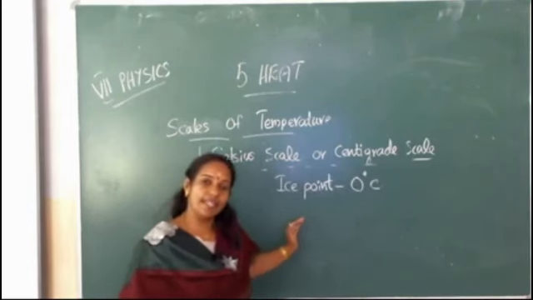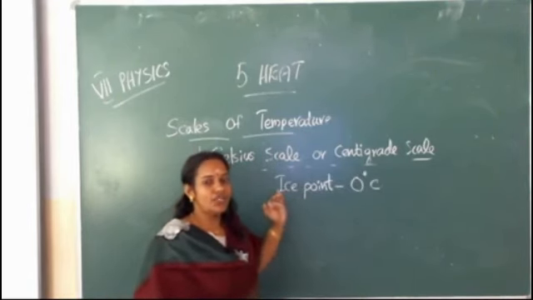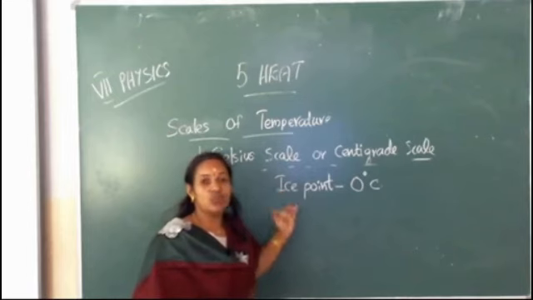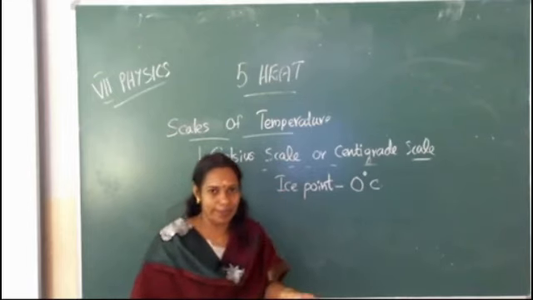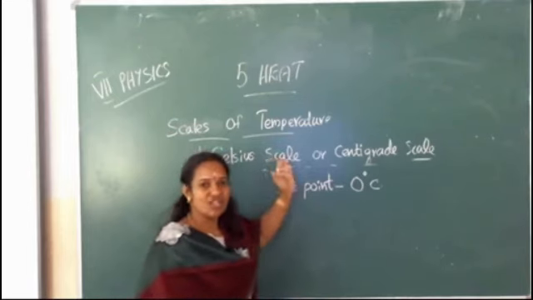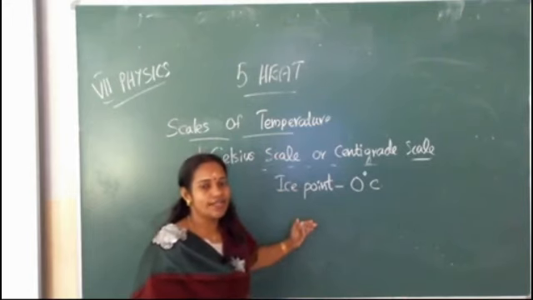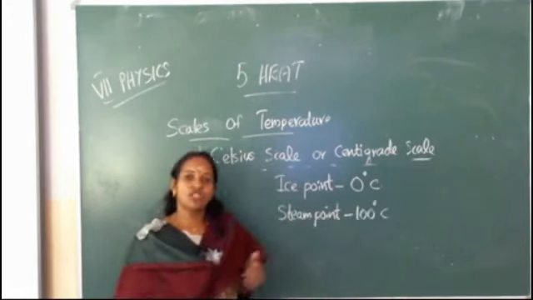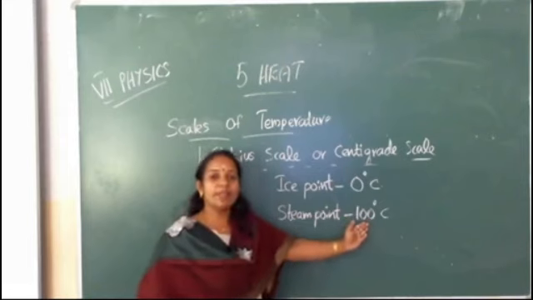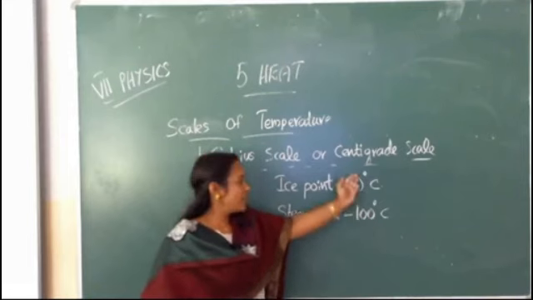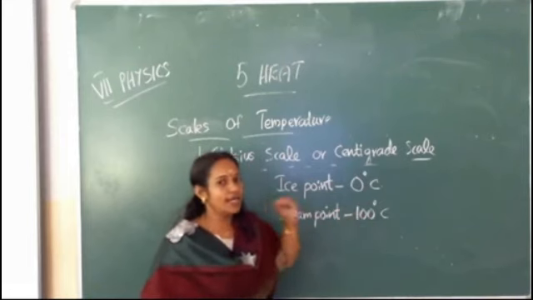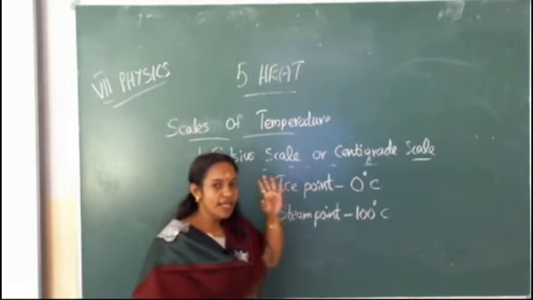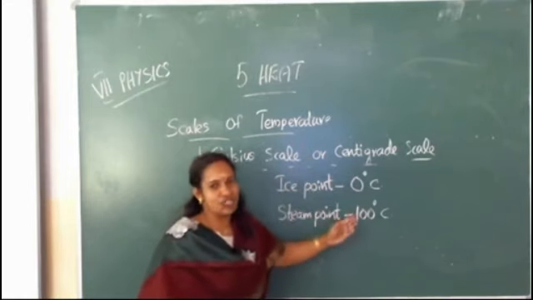What about the steam point? Steam point is the temperature at which water becomes water vapor. So here in Celsius scale, steam point is 100 degrees Celsius. So how many divisions will be there in Celsius scale? From 0 to 100 divisions. There are 100 equal divisions in Celsius scale.